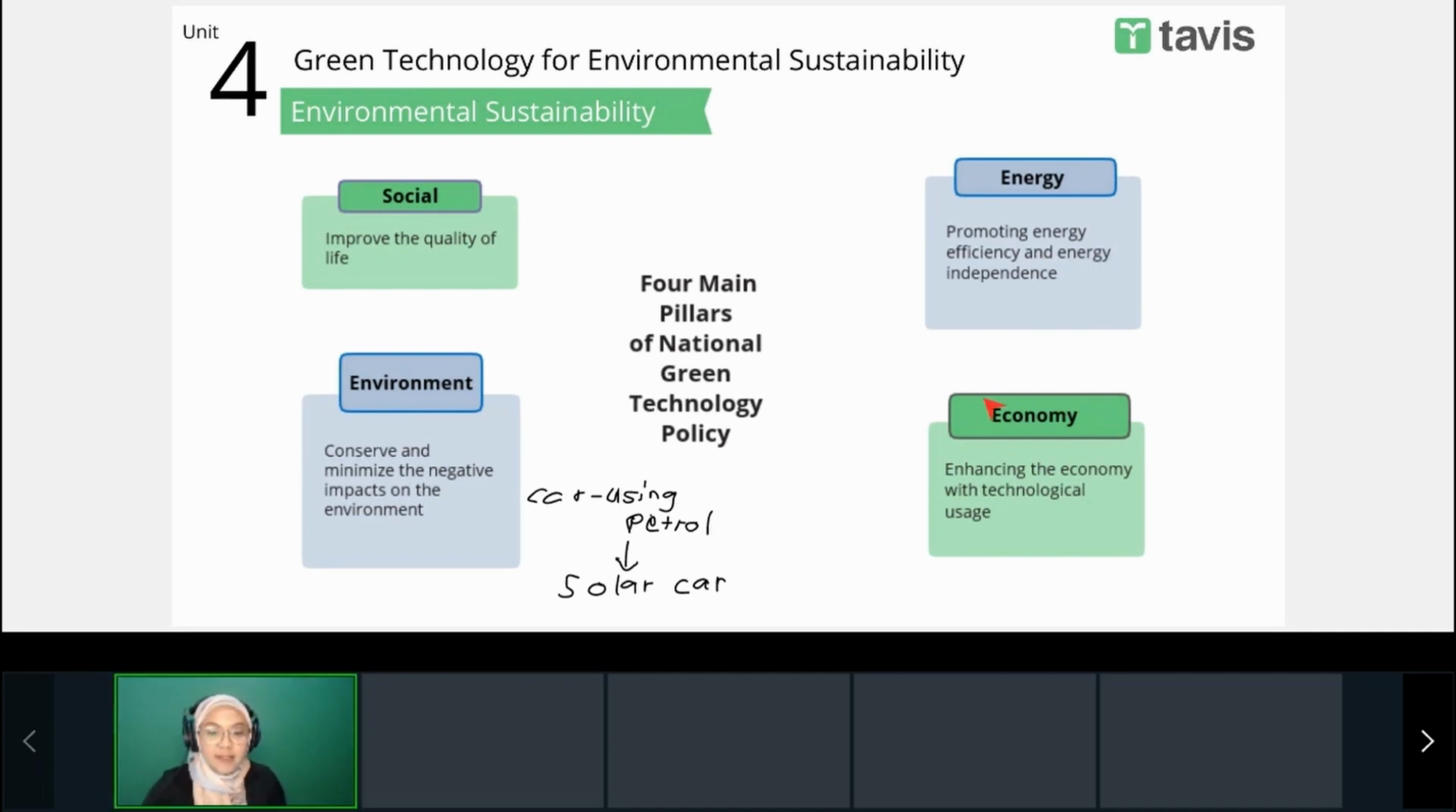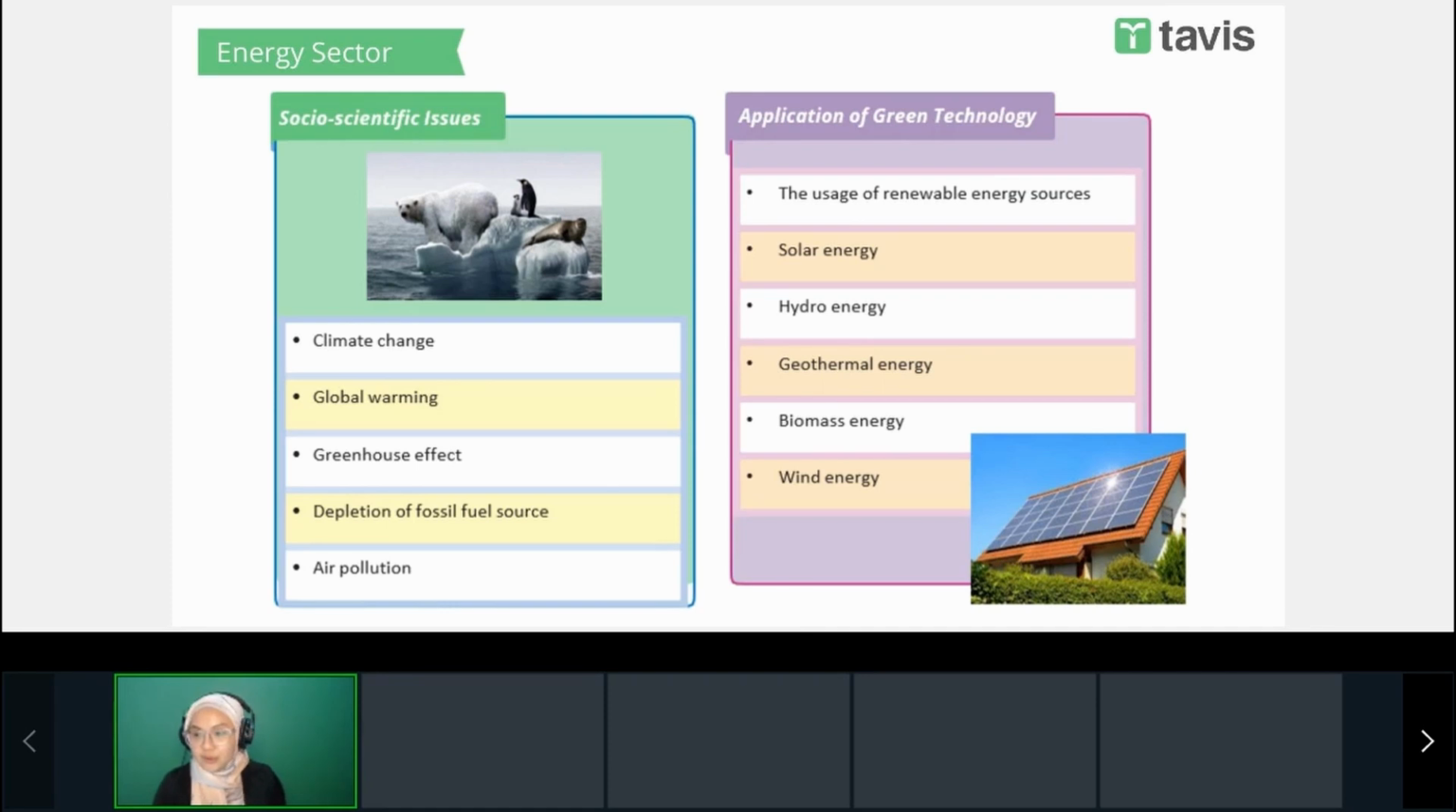Okay, in terms of economy, another pillar of the National Green Technology Policy. In terms of economy, we want to enhance our economy and technology for our country, to generate our country's economic needs. Okay. So let's see the next slide, students. If you have any questions, please just drop them in the room chat so that I can pick the relevant questions to answer.